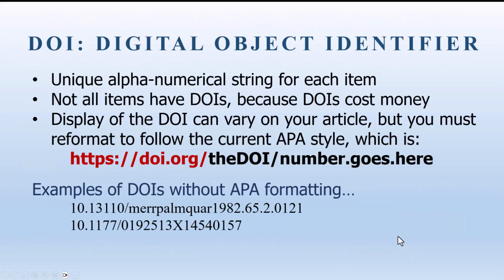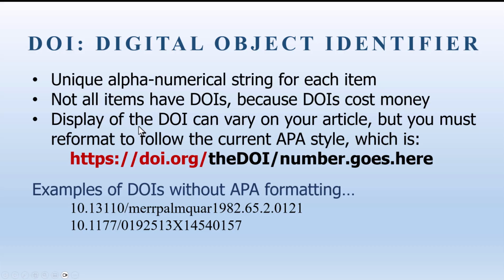All right, another piece we need to talk about, the DOI, or Digital Object Identifier. That is a unique alphanumerical string usually put on articles, although you may see them on books and book chapters. It is meant to identify the authoritative version of that article out on the web. Not all items have gotten DOIs because DOIs cost money. You have to register them. But if you have it, you have to list it.